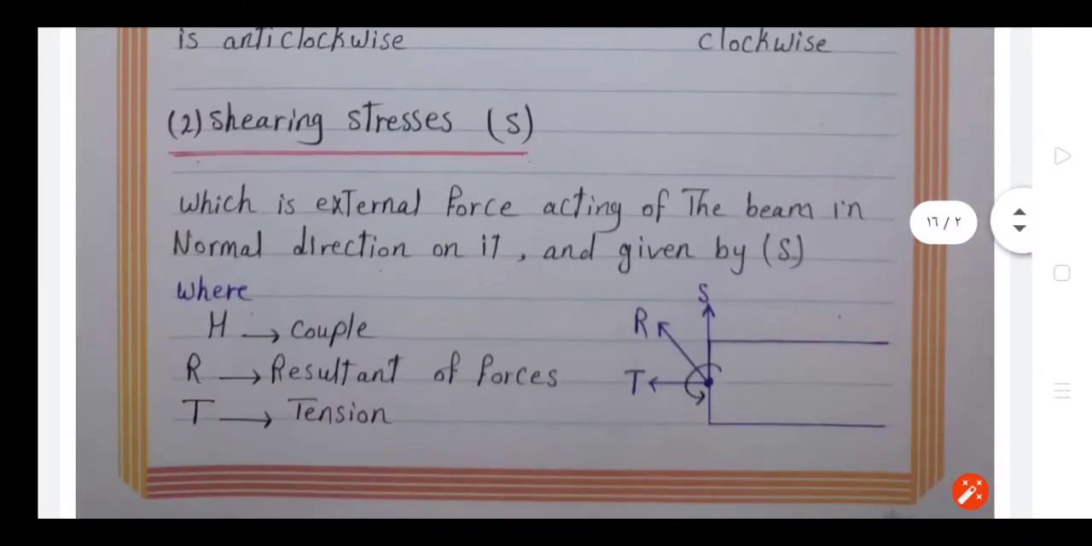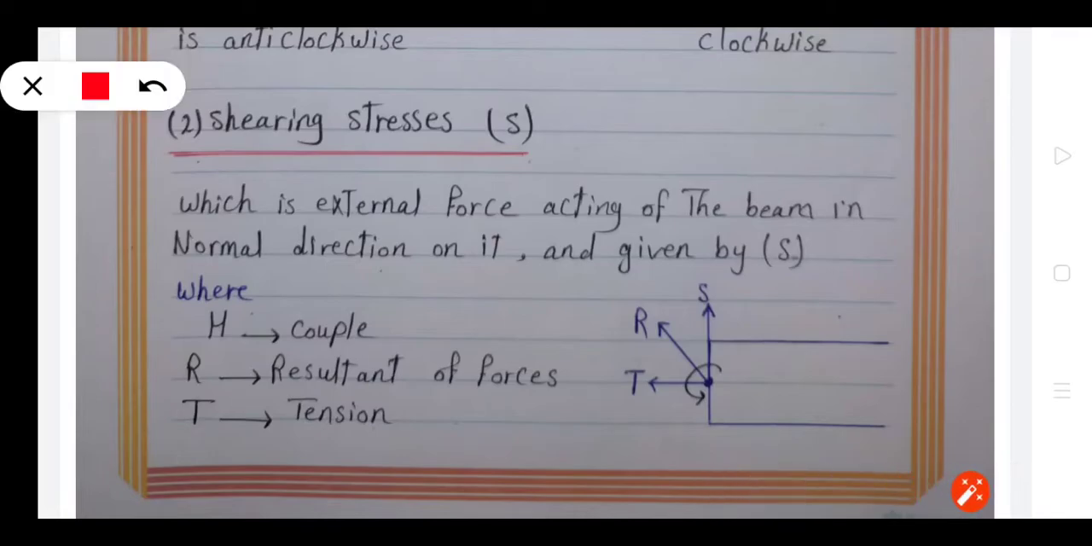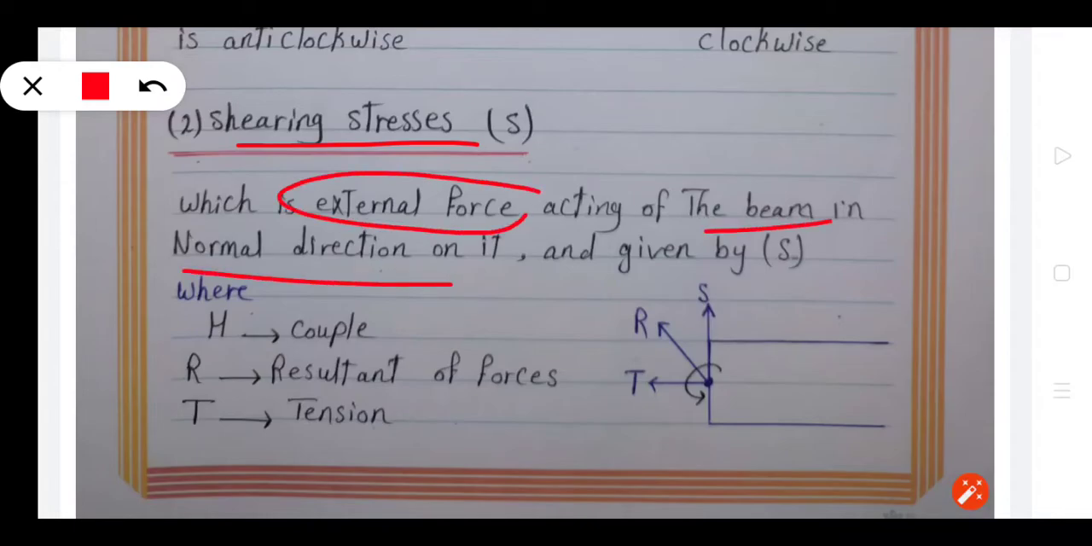Now we talk about shearing stress, which is given by S. Shearing stress is the external force acting on the beam in the normal direction. Now let's say we have a couple M and a resultant of force R. We can analyze the resultant of force into two components: shearing stress and tension. In this chapter we are studying the couple, which is called bending moment, and shearing stress S.